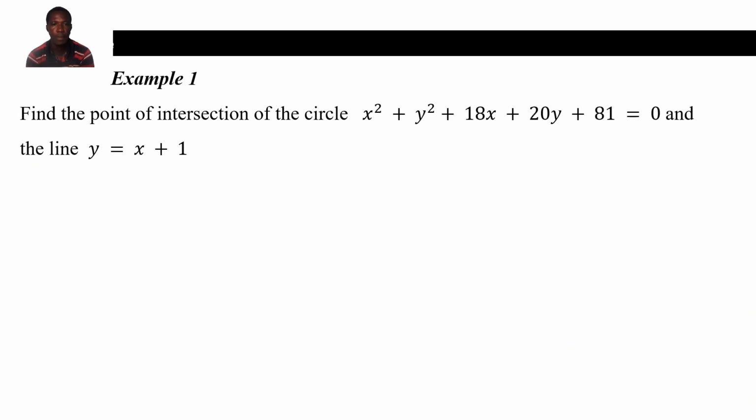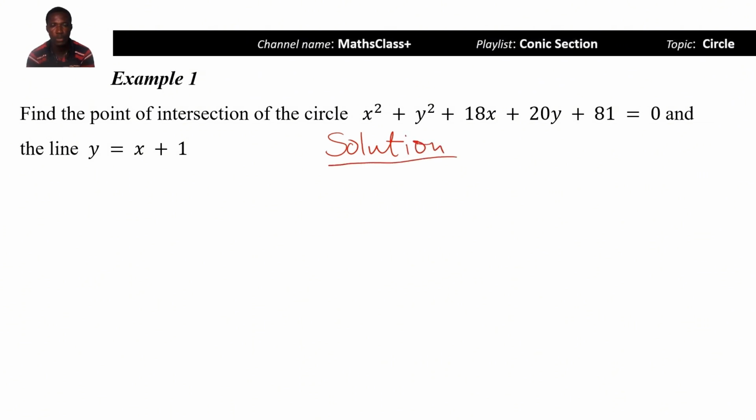Example: find the point of intersection of the circle x squared plus y squared plus 18x plus 20y plus 81 is equal to 0, and the line y is equal to x plus 1. Okay, so solution. We can determine this by solving the two equations simultaneously. So we have a linear equation and a circular equation.